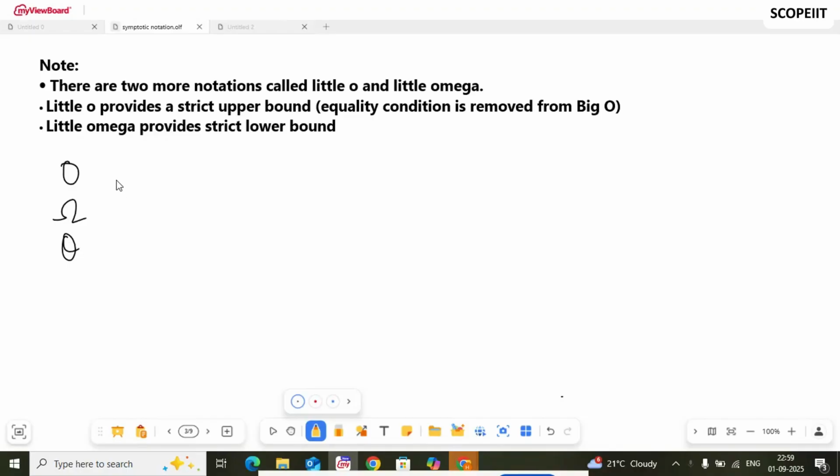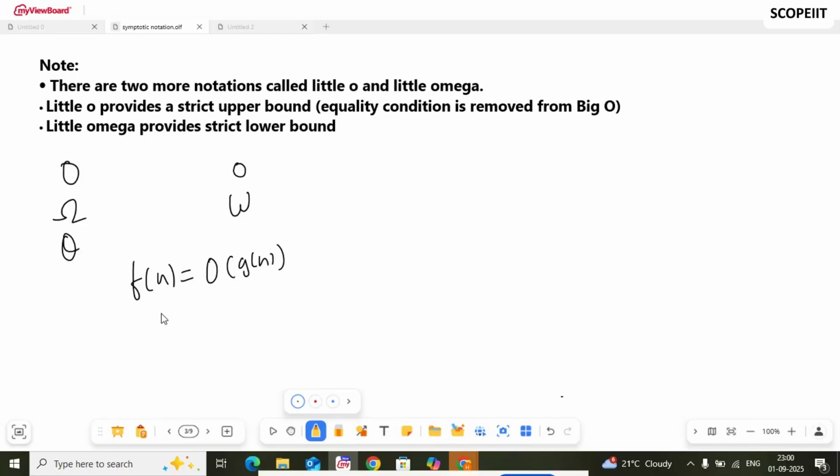Okay, other than that there are two more notations, that is little o and little omega. So what are this little o and little omega? Okay, what is the equation for big O notation? The equation for big O notation is f of n equals big O of g of n.